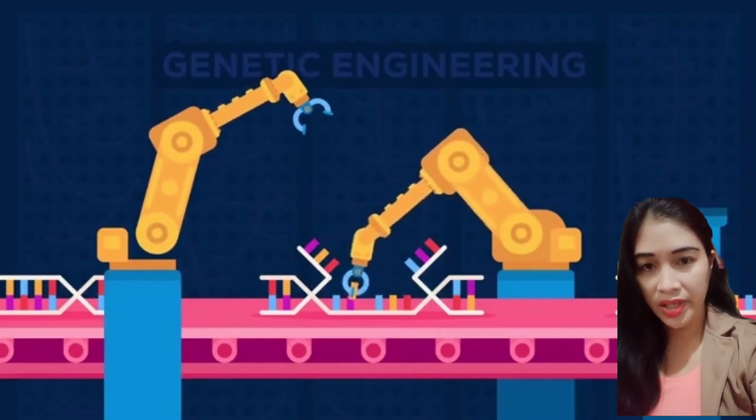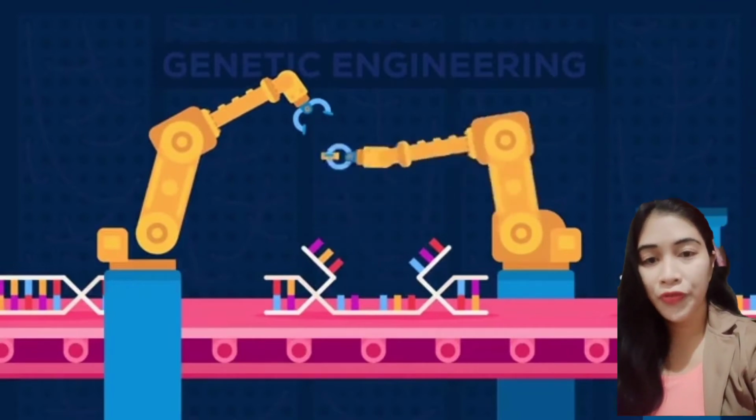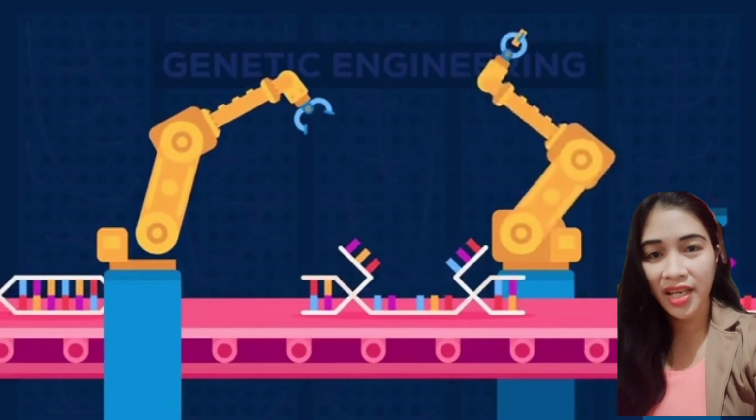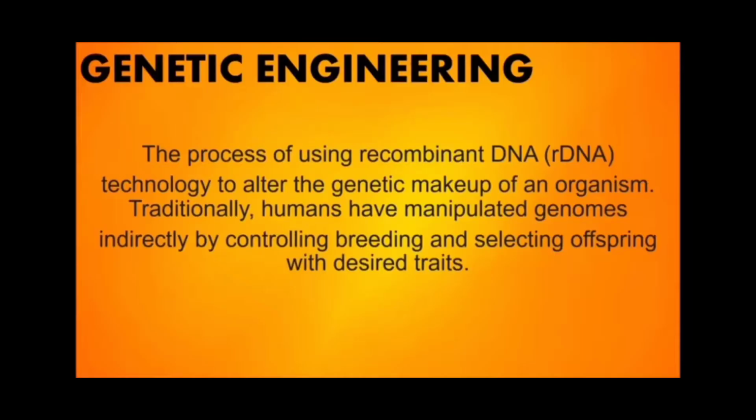One of our requirements in SciEd 204 is a video presentation discussing some tools used in genetic engineering. But before that, let us first define what is genetic engineering. Genetic engineering is the process of using recombinant DNA technology to alter the genetic makeup of an organism. Traditionally, humans have manipulated genomes indirectly by controlling, breeding, and selecting offspring with desired traits.